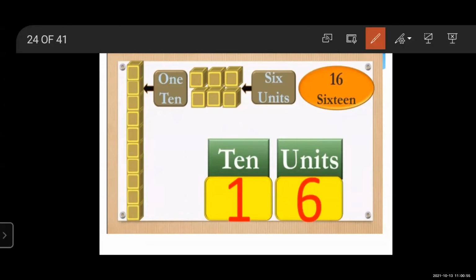See the blocks. There is a group of 10 blocks that is called 10, and 6 units, because they are separate blocks. 1, 2, 3, 4, 5, 6. Okay. And how to write the number 16 in unit place and 10 place? On the unit place, on the right side, write down 6. And on the left place, write down 1. So 1, 6, 16. What is the spelling of 16? S-I-X-T-E-E-N. 16.